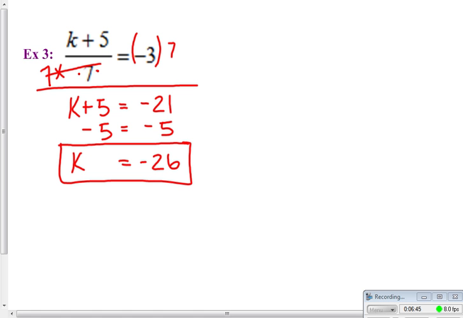And this will conclude day 1 lesson solving equations.